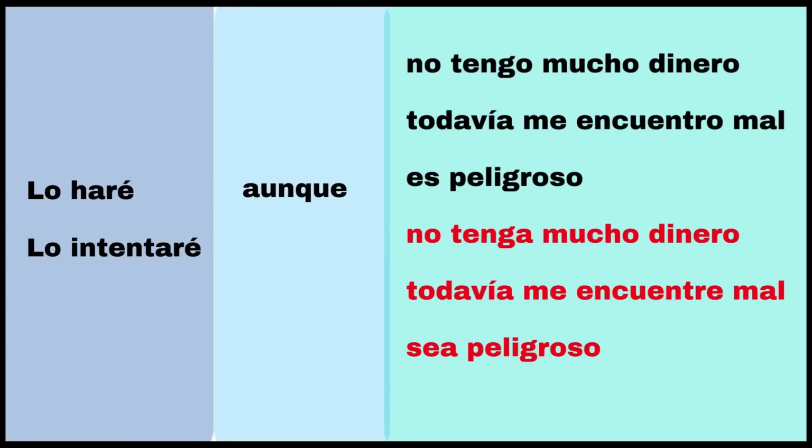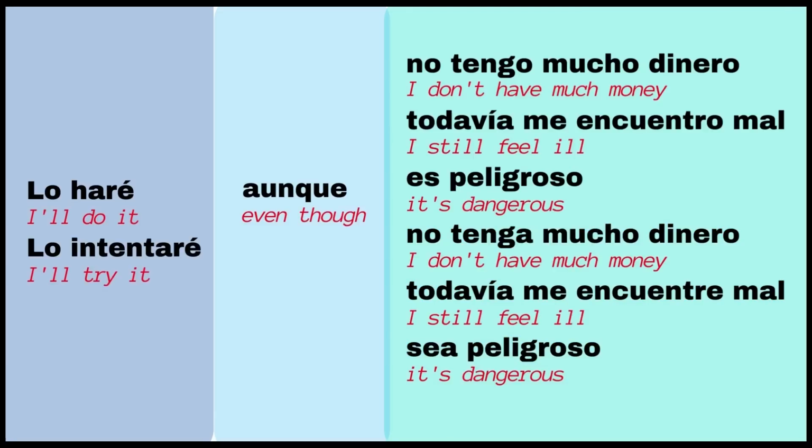Todavía me encuentro mal. I still feel ill. En subjuntivo es todavía me encuentre mal. Y es peligroso. El verbo ser es más irregular y entonces es sea peligroso. Sea, it's o is en subjuntivo.